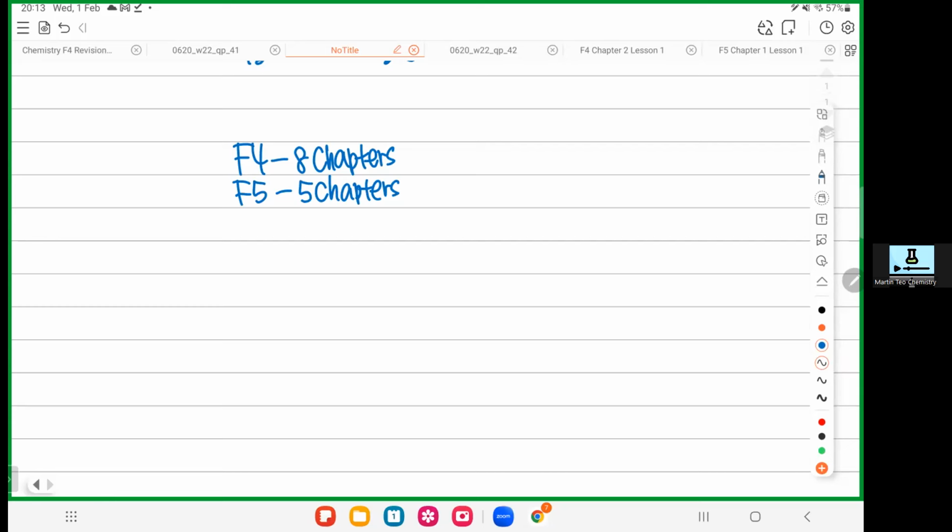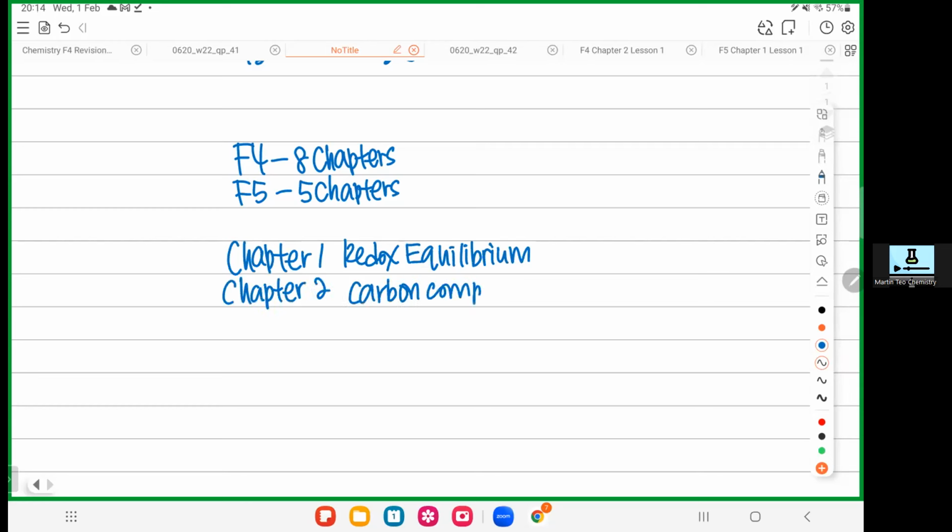So we have Chapter 1, called Redox Equilibrium. No need to copy all this down. I'm just giving you a quick overview of what we will do in this one year. Chapter 2 is called Carbon Compound. Chapter 3 is called Thermochemistry.